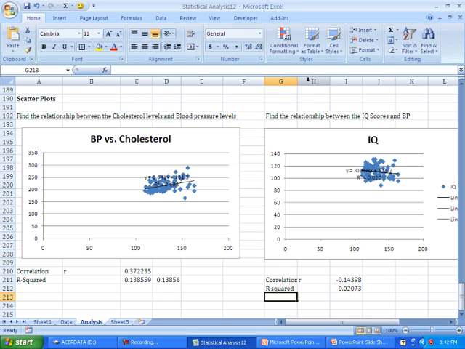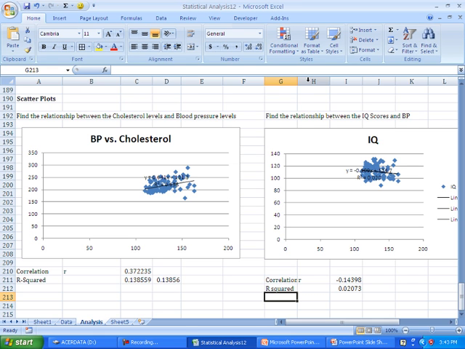So from this we can very well say that because the R squared is very close to 0, the relationship between the IQ levels and the blood pressure levels is not anything significant. There is no straightforward linear relationship existing between the IQ levels and the blood pressure levels, which can be identified both from the scatter plot as well as the formulas like correlation and R squared.